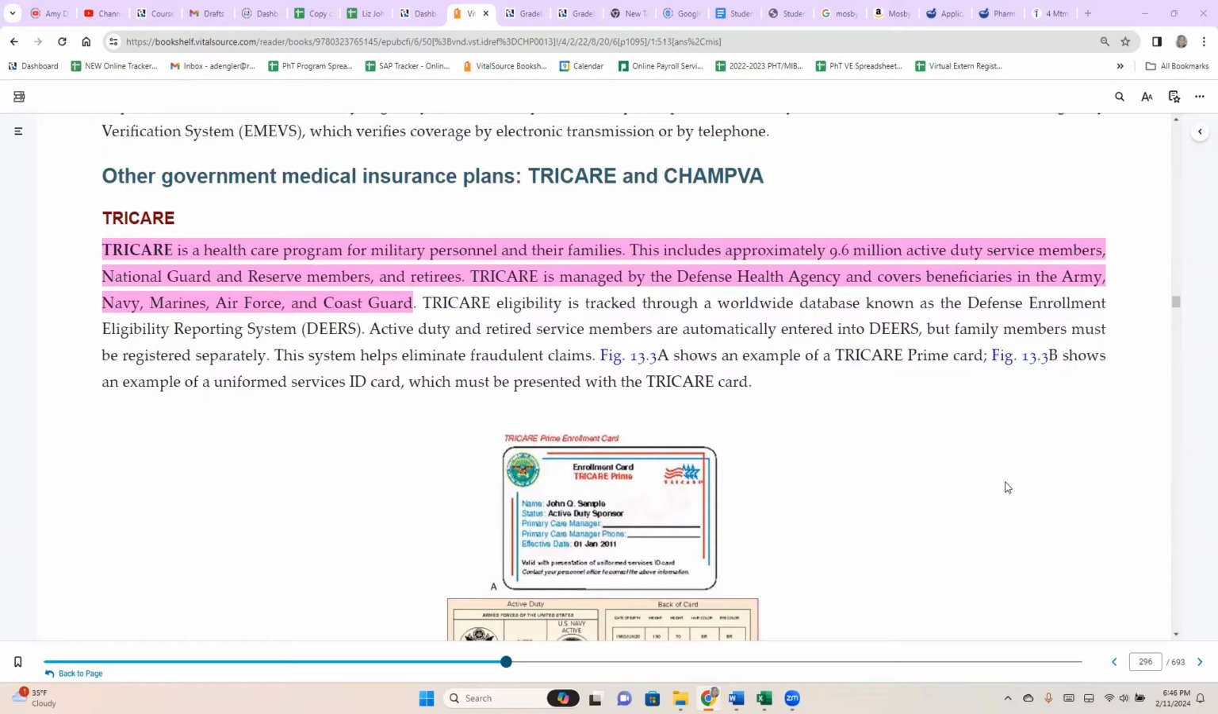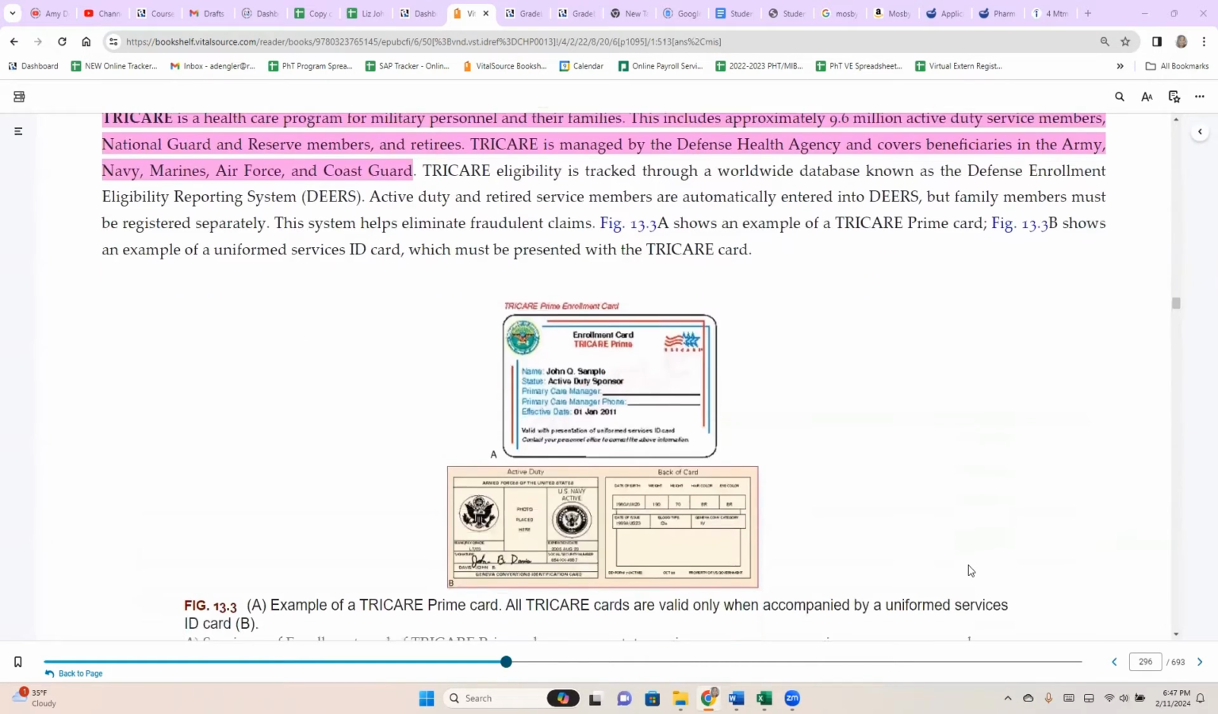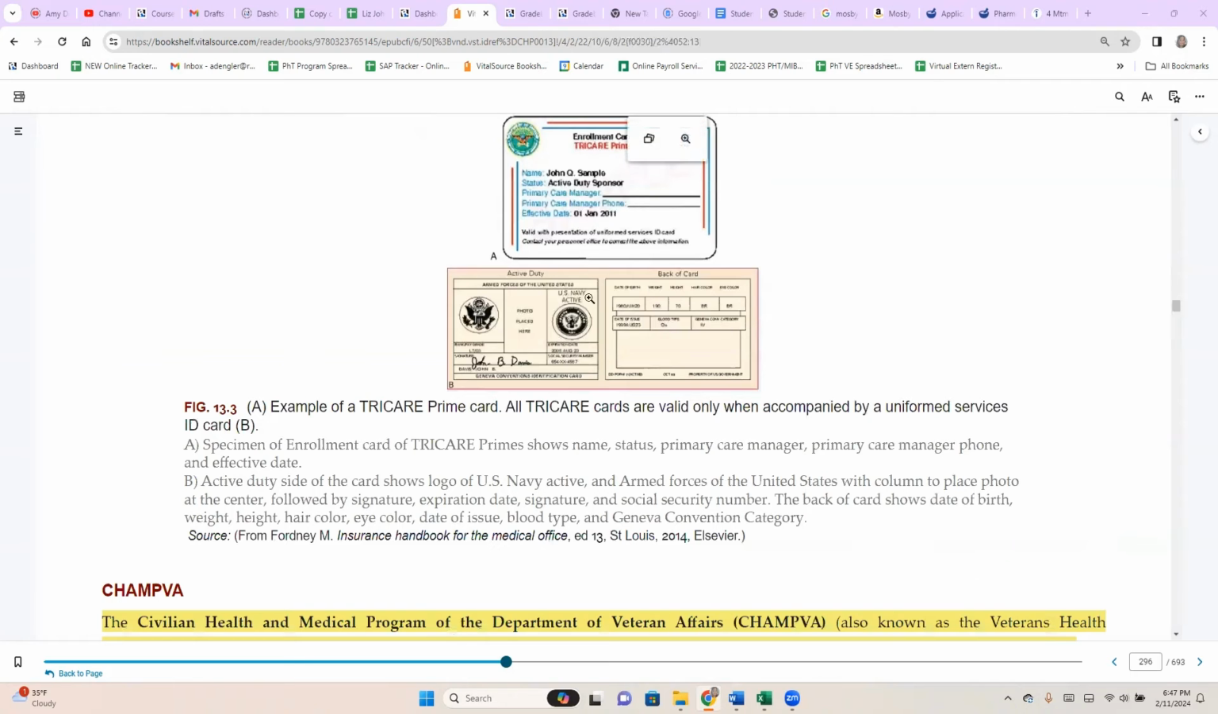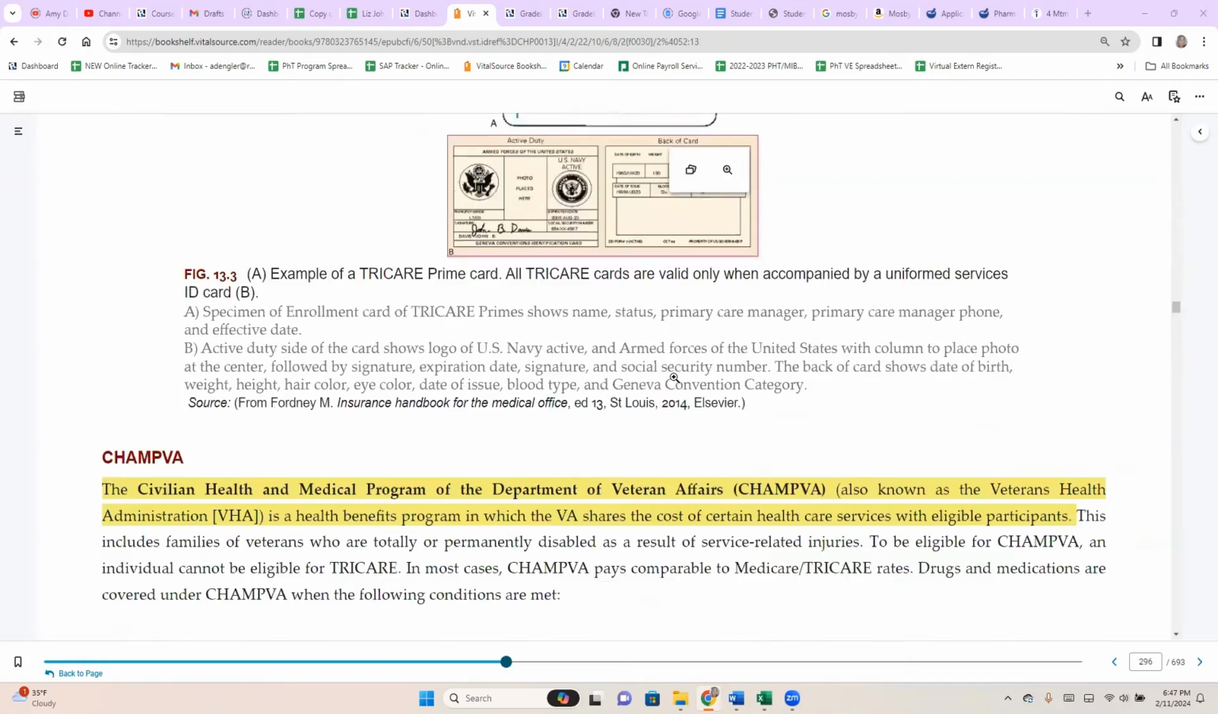TRICARE is a healthcare program for military personnel and their families. This includes approximately 9.6 million active duty service members, the National Guard and reserve members, and retirees. It is managed by the Defense Health Agency and covers beneficiaries in the Army, Navy, Marines, Air Force, and Coast Guard. Here's an example of their enrollment card, or a lot of times they will just have their military ID.